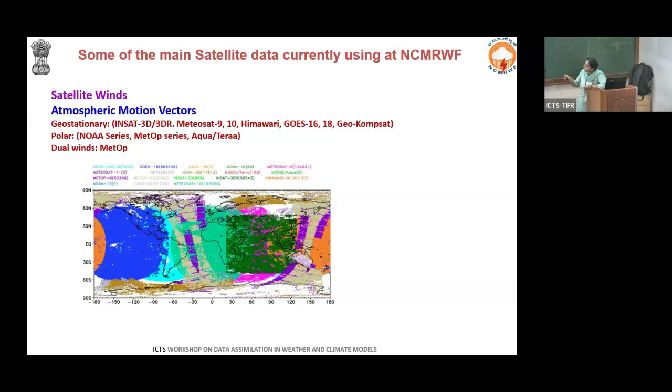And if you see, we have some polar orbit tracks also. This is from dual METOP wind. The METOP satellites' equator crossing time differs by only half an hour, so we get continuous images from two satellites. Then we can track the same feature in the images from the two satellites and derive the AMV. That's why we are getting the dual METOP winds.